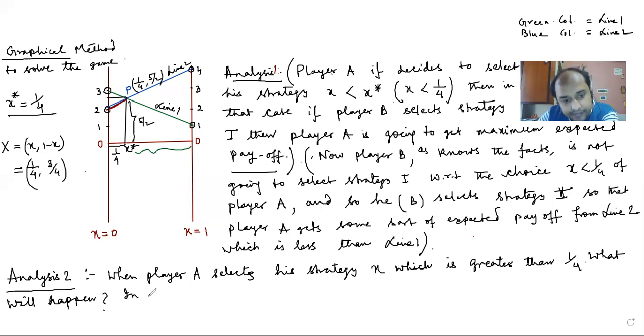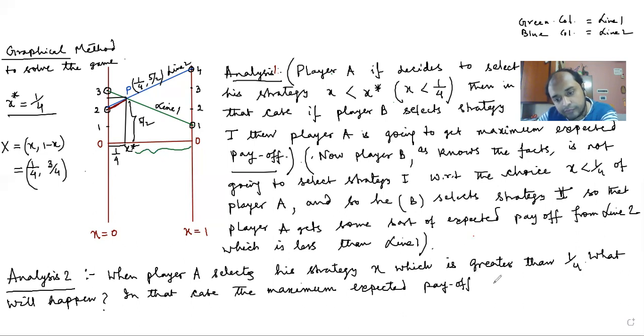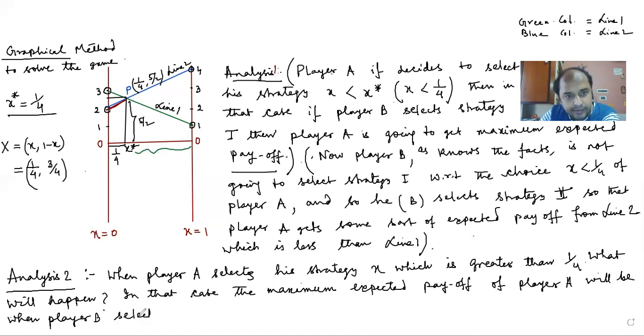In that case, the maximum expected payoff of player A will be when player B selects his strategy 1.